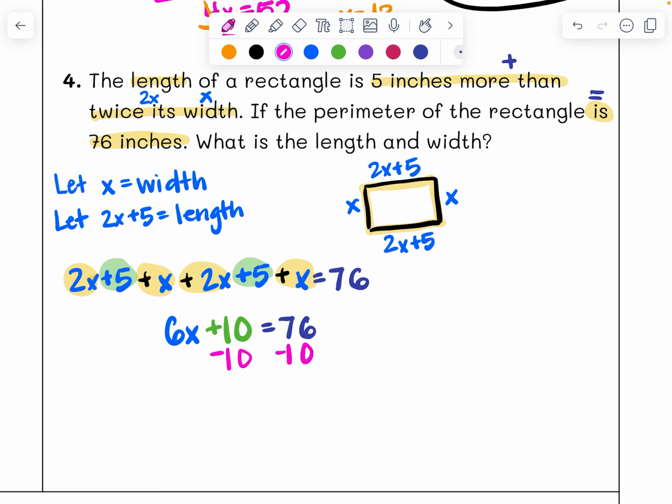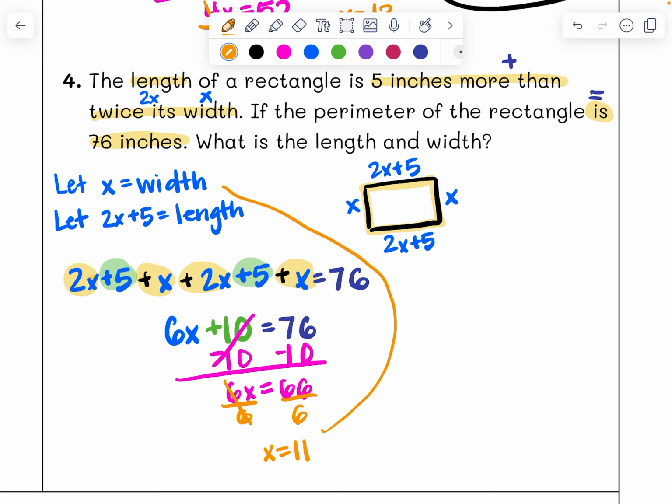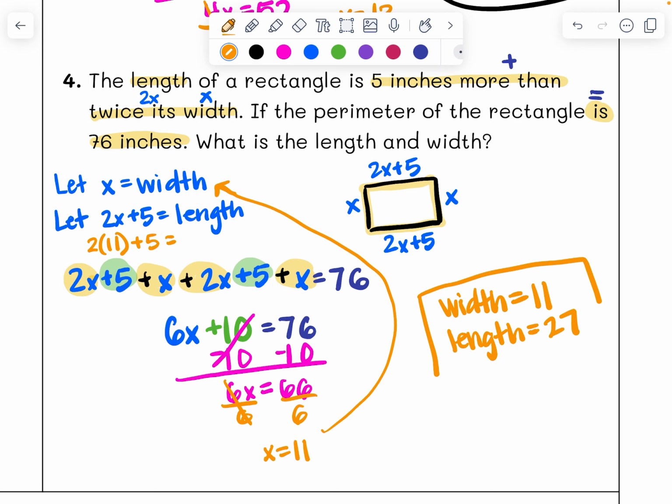Subtract 10. 6x equals 66. Divide by 6. X equals 11. Now, remember, go back and read the question. What is the length and width? So if x is 11, I know that my width is 11. If the length is 2x plus 5, I'm going to multiply 2 times 11 plus 5. So my length is 27. Now I have answered the question.